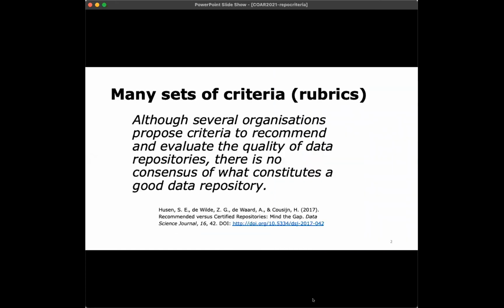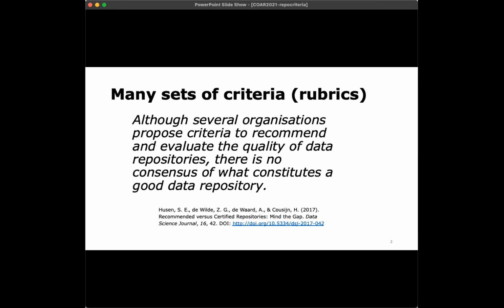So as I said, there's a lot of activity in this area, a lot of sets of criteria or rubrics being developed. This has been going on for a while. And so I just wanted to point out this paper from Houston et al. in 2017. They took a look at rubrics from several different sources, recommendations, and also certification rubrics. And they found fairly widespread overlap in criteria in those rubrics, but not anything that they were comfortable calling a consensus about what it takes to manage a good data repository.